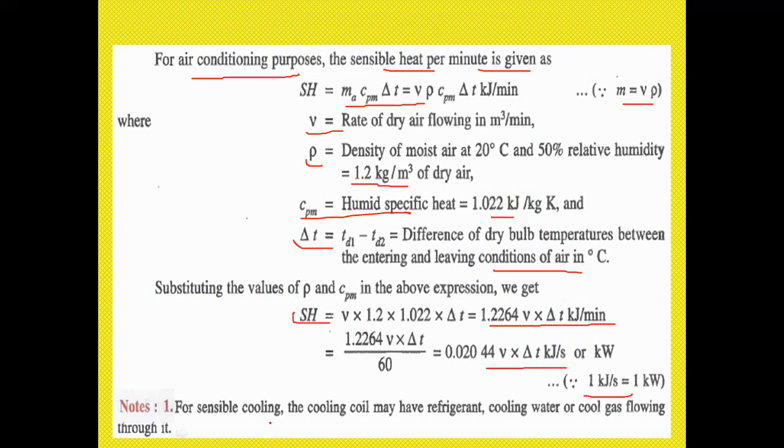So for sensible cooling, the cooling coil may have the refrigerant, cooling water or cooling gas flowing through it, right? For the sensible heating, definitely we require a refrigerant which should be attached to that. For the sensible cooling, the cooling water or the cooling gas should flow inside the coil. So that is about the sensible heating and cooling. Next.